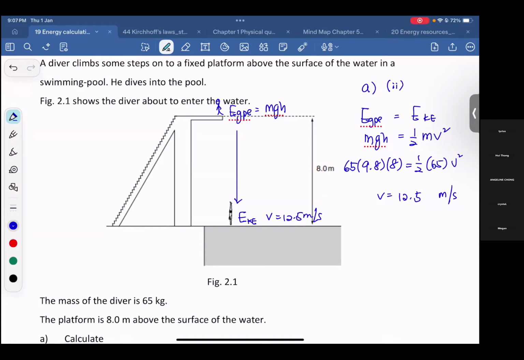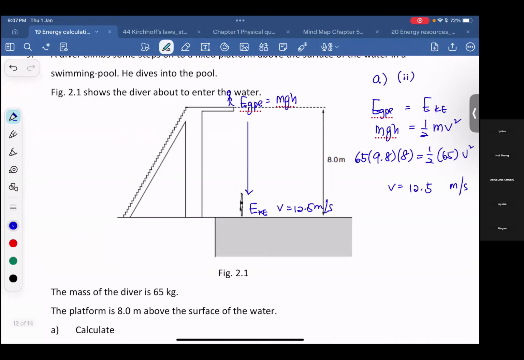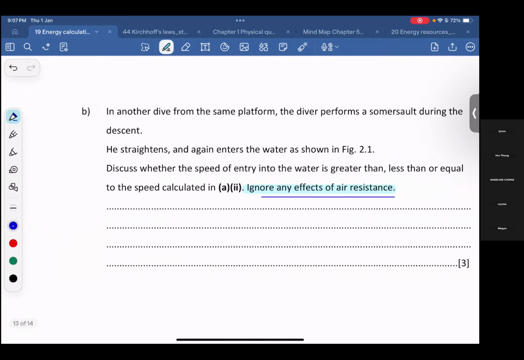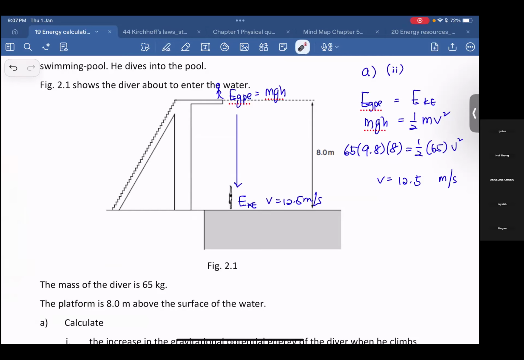Crystal, Angeline, Huitong? Same, because air resistance is ignored. Yes, exactly. Because here they mentioned ignore any effect of air resistance. That means there will be no energy loss. So Zihua, your answer is not correct, because you said it is because of the thermal energy produced. No thermal energy is produced, because there is no air resistance, no energy loss to the surrounding due to air resistance. So if no air resistance, no losing to the surrounding, that means your input equals your output energy.